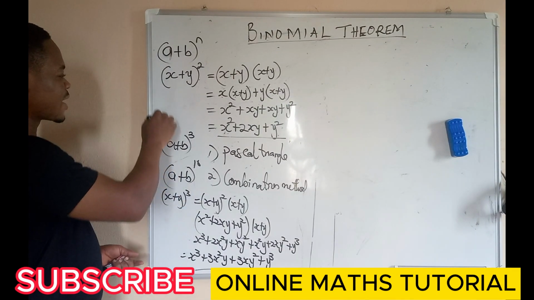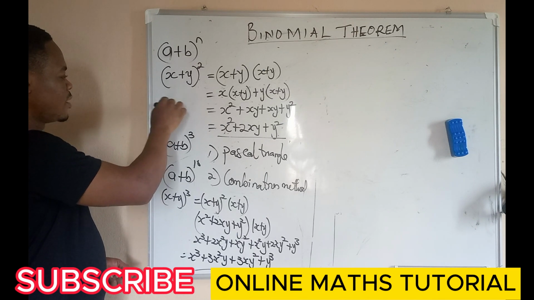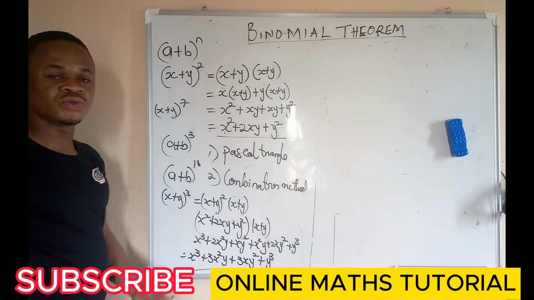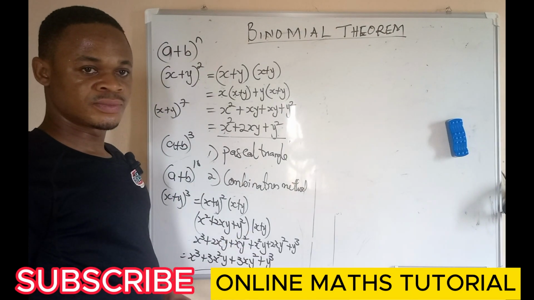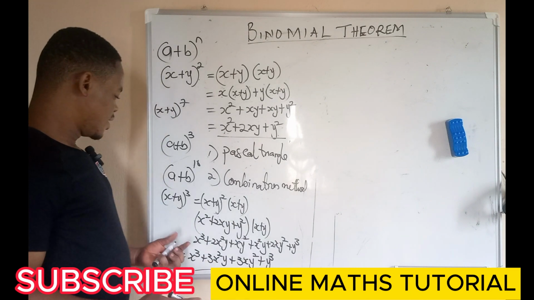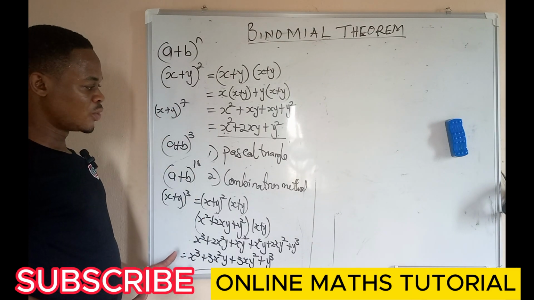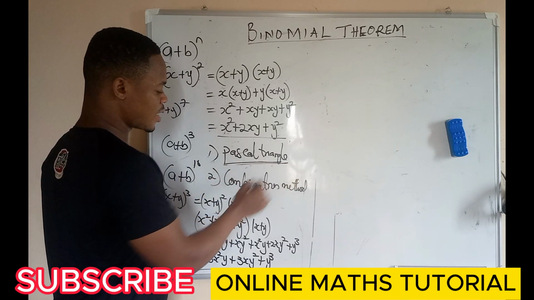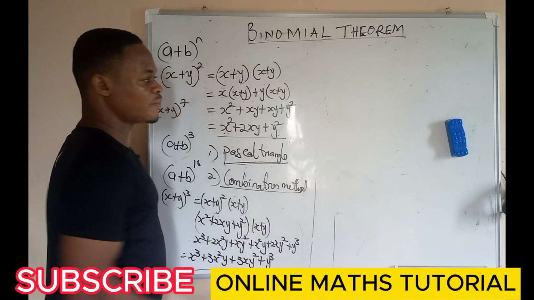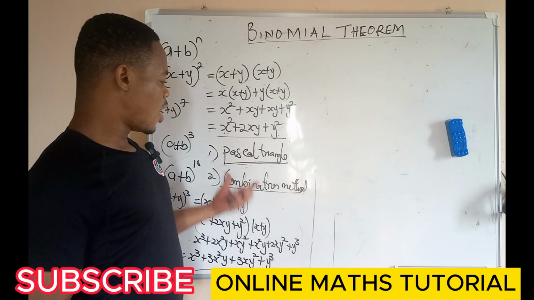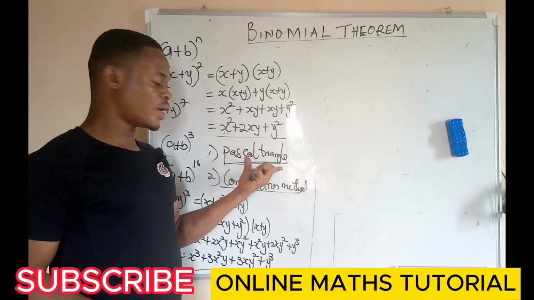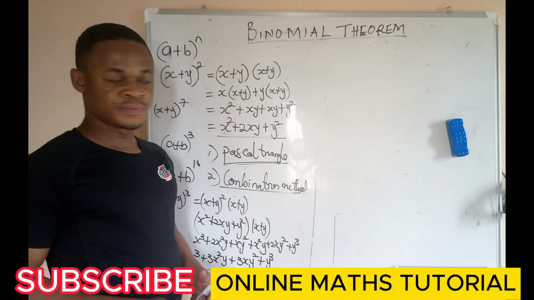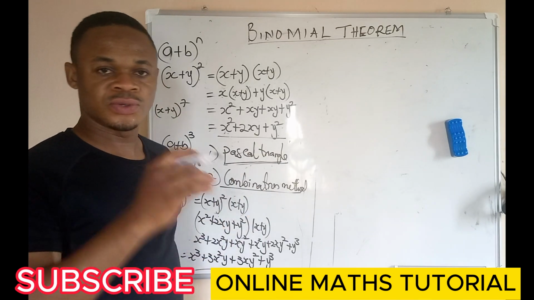So if we have something like (x + y) raised to power 7, this will take us a whole lot of time to resolve. So what do we do in order to solve these problems? We are going to apply either the Pascal triangle or the combination method. In this class, I'll be teaching you the Pascal triangle method, and in my next video, I'll teach you the combination method. So let me teach you how the Pascal triangle looks.